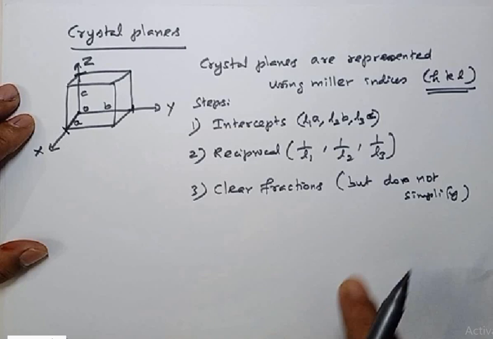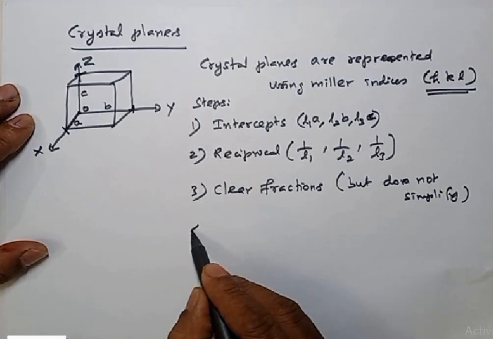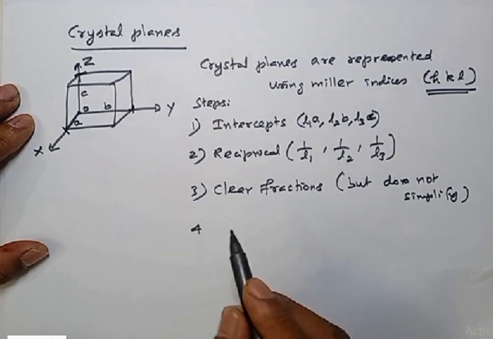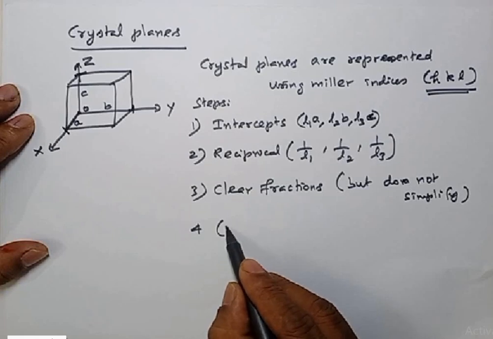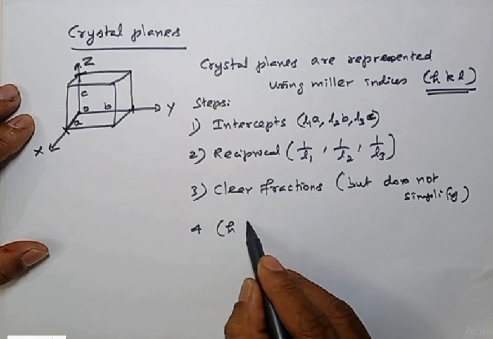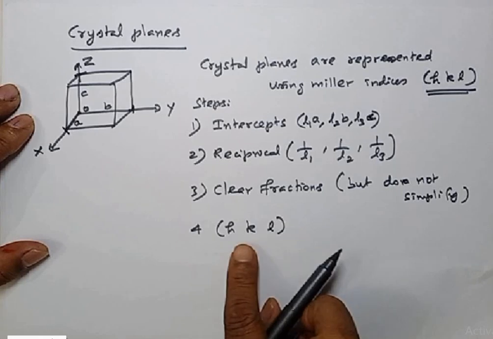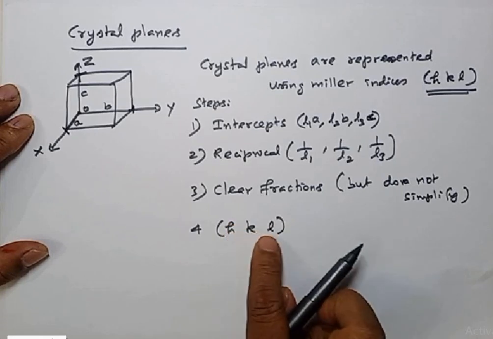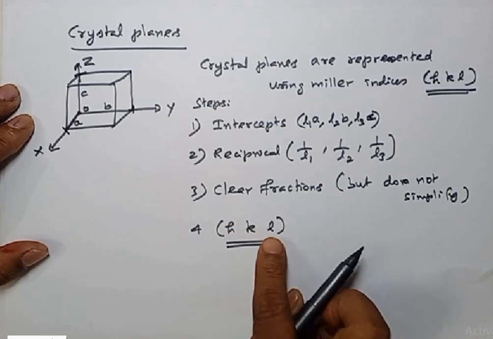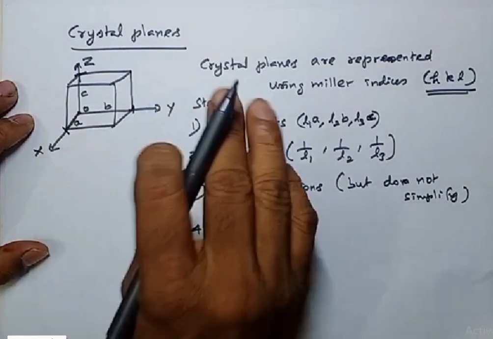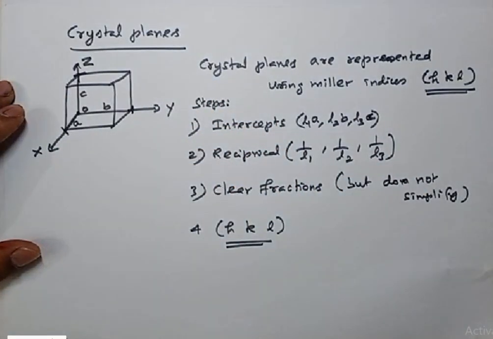You should not simplify. Then after clearing fractions, you will get values h, k, l, and write them in a curved bracket without commas. This is what we call the Miller indices for a given plane. Okay, take note.